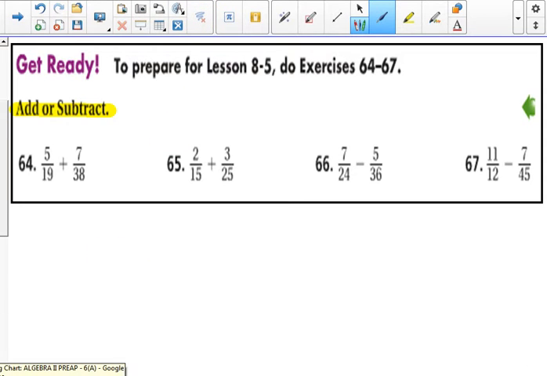Oh, pass up your lessons from yesterday, the 8.3 and 8.4.